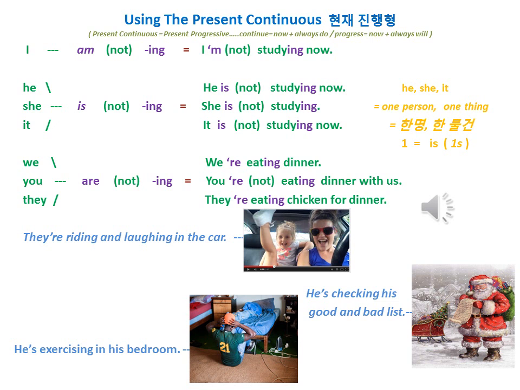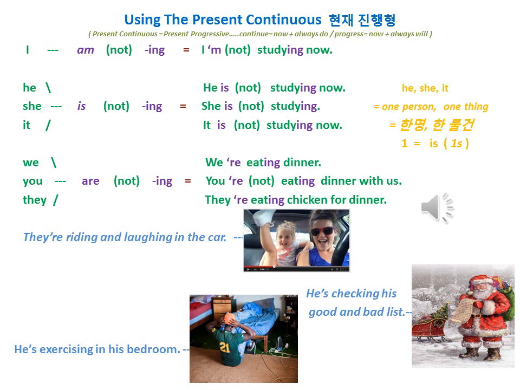Okay, so I am ing, he, she, it is ing, we, you, they are ing. I'm studying now, or I'm not studying now. He is studying now. She is studying now. It is studying now. The class, it. We are, 우리. We are 우리. We're eating dinner. You are 너희. You're eating dinner with us. They are 그들. They're eating chicken for dinner.